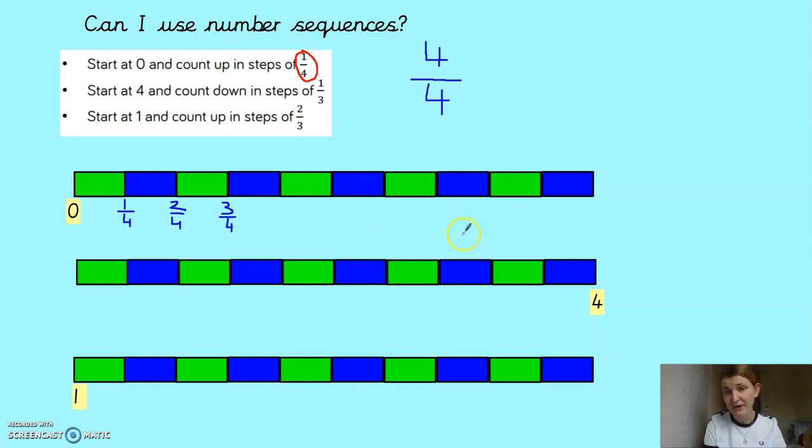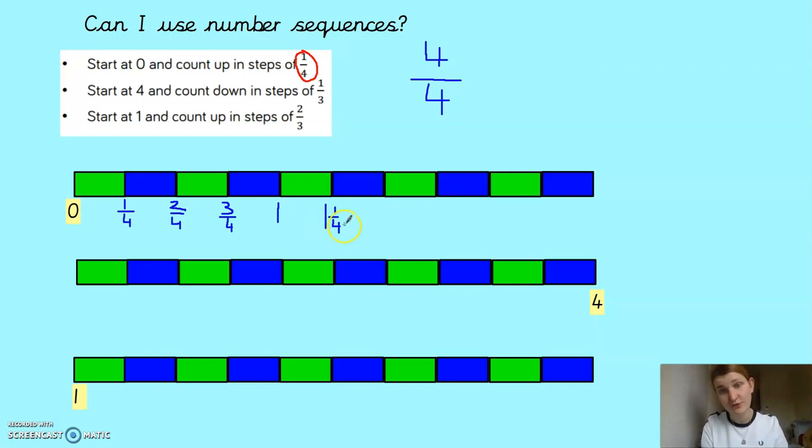Now the next bit, if I added another quarter, what would I get? It would be 4/4. I could either write this as 4/4 or I could just write it as one whole, couldn't I? So 1/4, 2/4, 3/4, 1. What if I added on another quarter? I'm going to have 1 and 1/4.